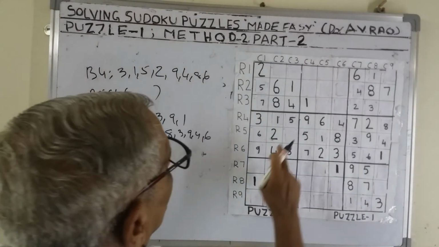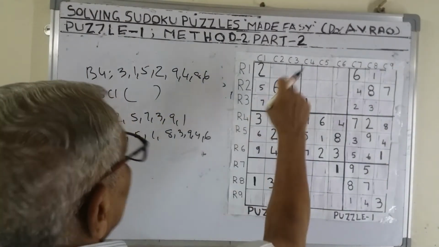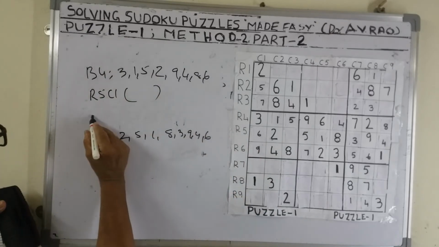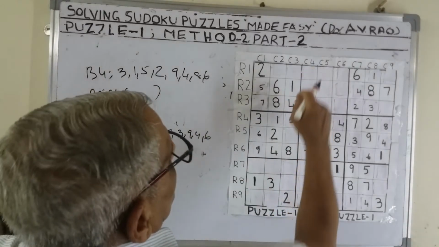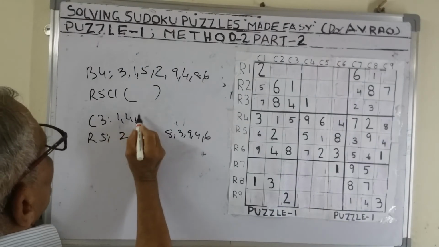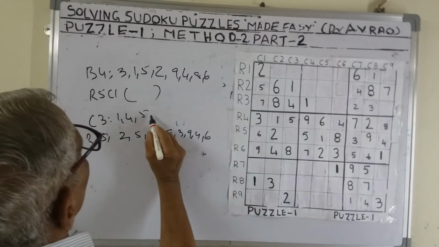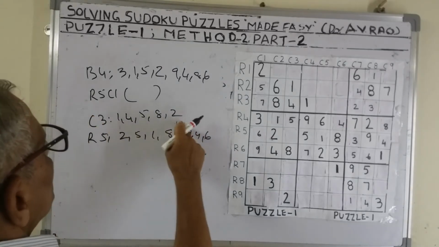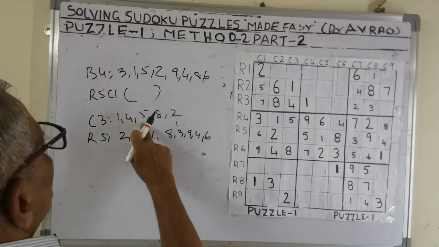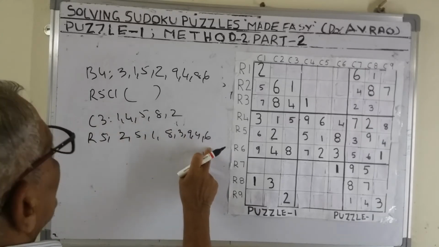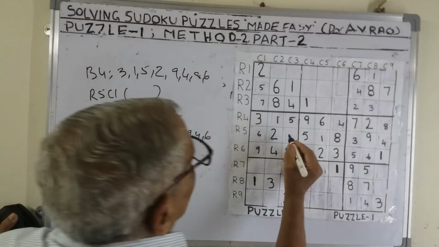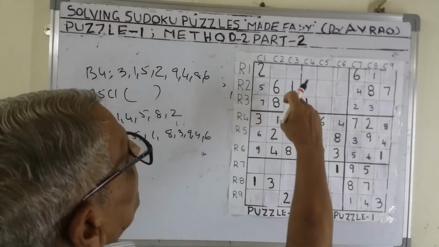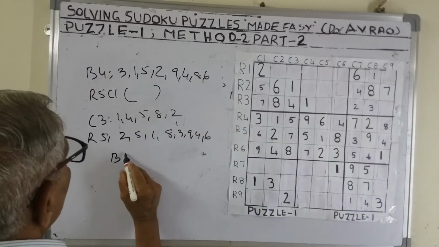Now this is R5 C3, column C3. Let us take column C3: 1, 4, 5, 8 and 2. So 1, 2, 3, 4, 5, 6, 8, 9 is okay. The missing number is 7. Let us fill in 7 here. So this box, box B4, is completed.